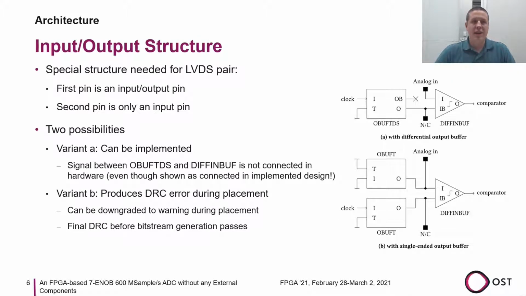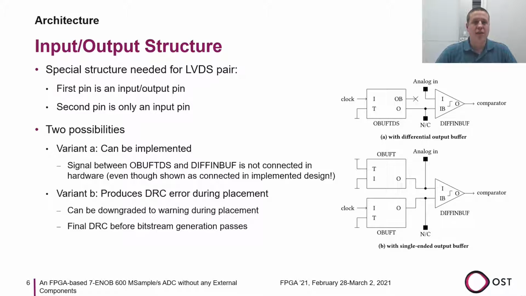To be able to create a slope inside the FPGA, an unusual structure is required for the LVDS pair. The pin that creates the slope needs to be configured as an input-output pin, while the other pin is only an input pin. However, the tool used, in our case Xilinx Vivado, does not allow the two pins from an LVDS pair to have a different I/O direction. Therefore, both pins need to be configured as input-output pins and the desired structure needs to be achieved by instantiating the required input and output buffers by hand.